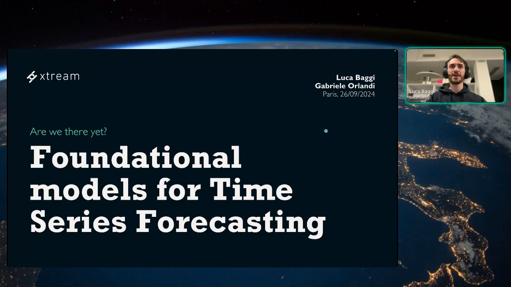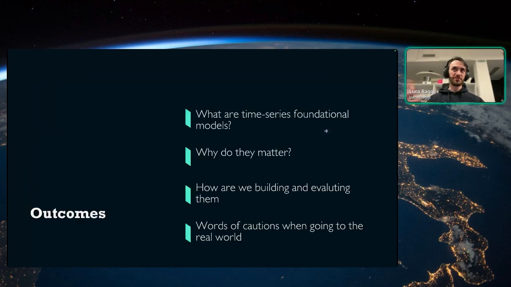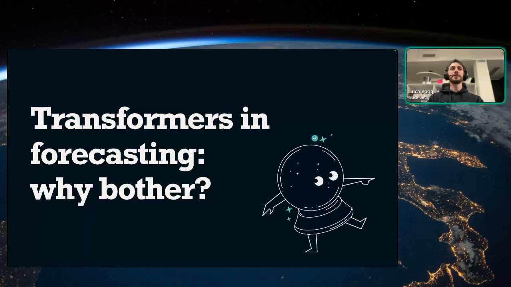And what should you do and guard yourself against when working with some of those and trying to benchmark them? Today we're going to talk briefly about what they are, why they matter, and what capabilities they unlock. And finally, how we are building and evaluating them. This covers both datasets as well as models. So this is fairly important.